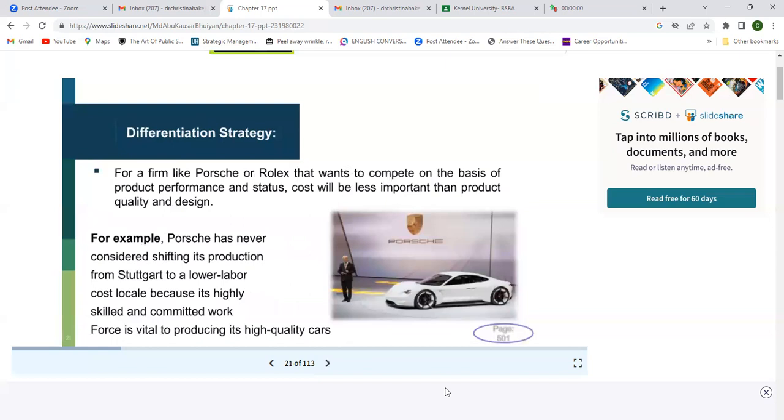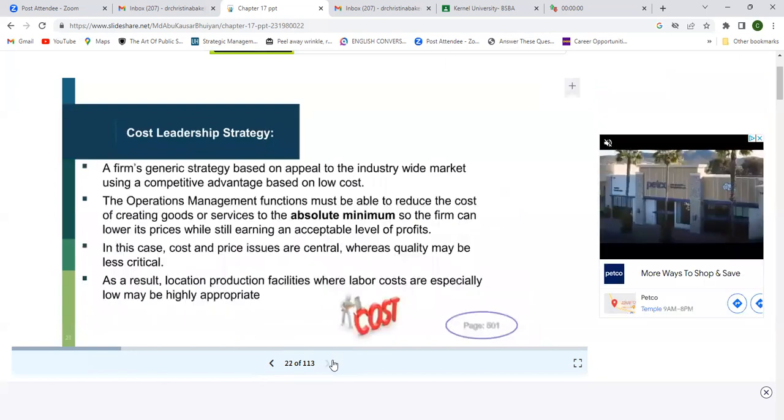Differentiation strategy: firms like Porsche or Rolex want to compete on the basis of product performance and status. Cost will be less important than product quality and design. For example, Porsche never considers shifting production from Stuttgart to lower labor cost locations because of its highly skilled and committed workforce, which is vital to producing high quality cars.